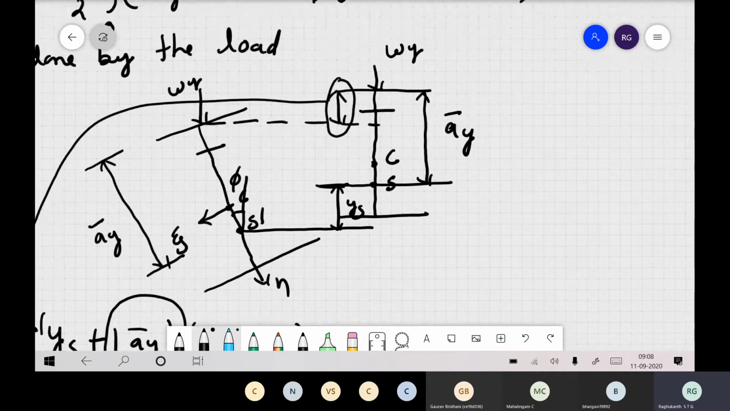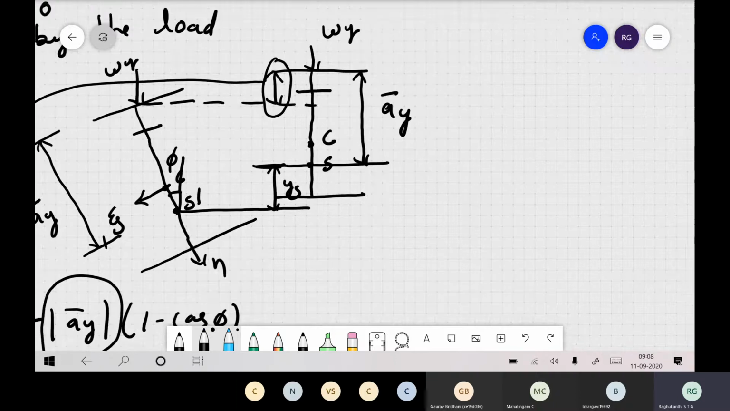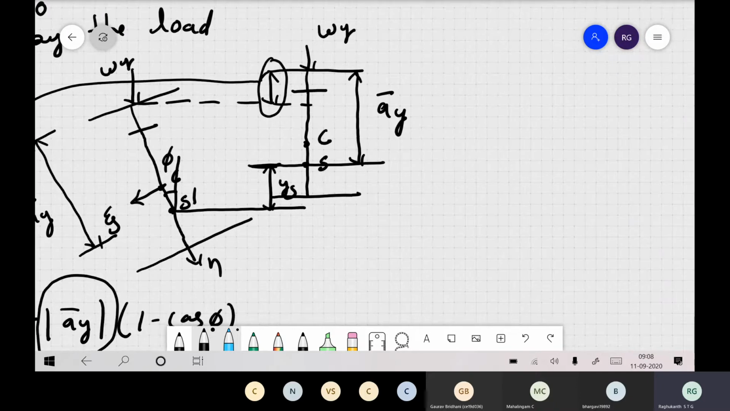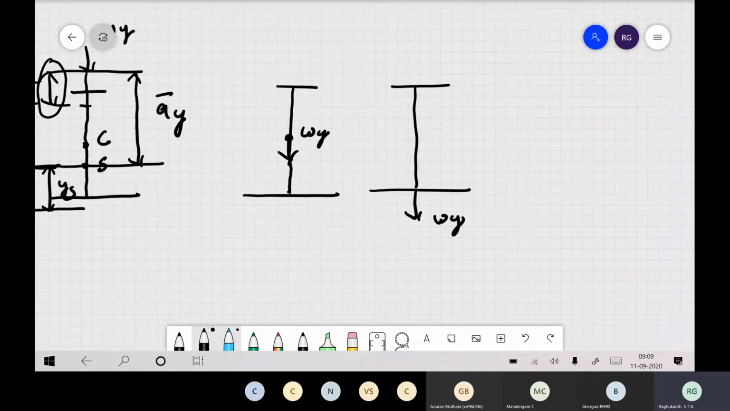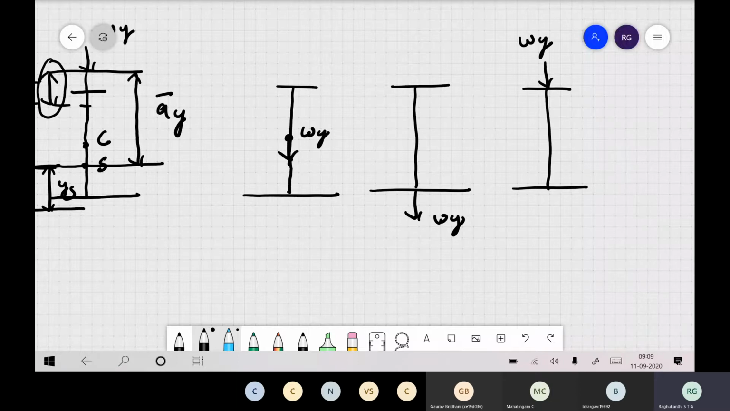Sometimes in this problem, the load is applied on the top flange, or sometimes above it itself. Sometimes in I sections, in beams, you can apply the load at the centroid also, or in some cases at the bottom flange. Now what is the difference between these three? You would have done this experiment in our laboratory also. How is it related to lateral torsional buckling? Which is worst?